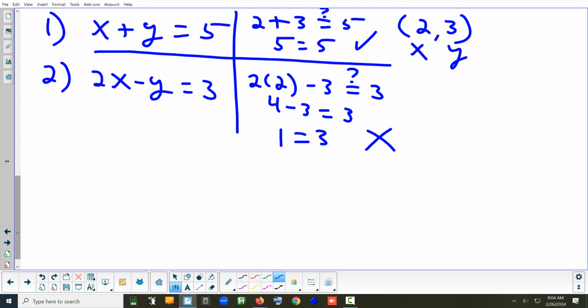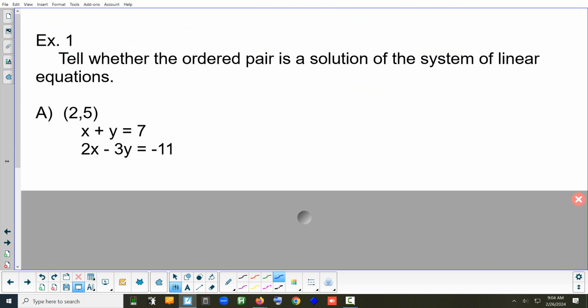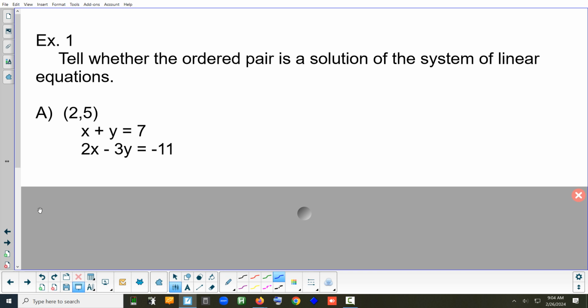All right, let's try another one of those. It says tell whether the ordered pair is a solution to the system of equations. So you've got the coordinate 2, 5. The top equation is x plus y equals 7. And the bottom equation is 2x minus 3y equals negative 11.